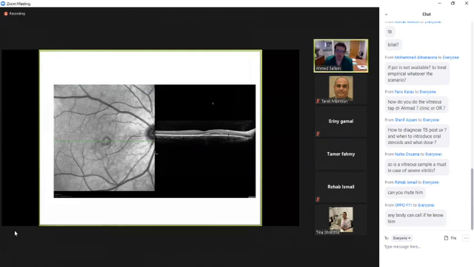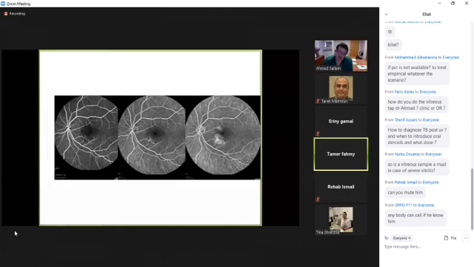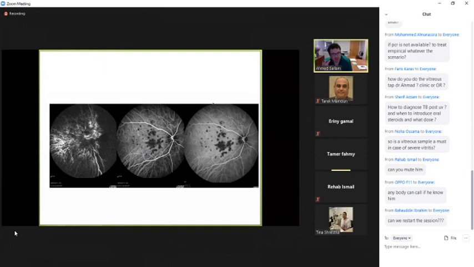OCT, and later on the lesions would appear more on the fluorescein, where the lesions are more hypofluorescent and become hyperfluorescent. Similar in the other eye, and you can see them here with the ICG. We can see the areas of hypofluorescence, this patchy area of hypofluorescent or hypocyanescent due to the choriocapillaritis. And this patient had ME.